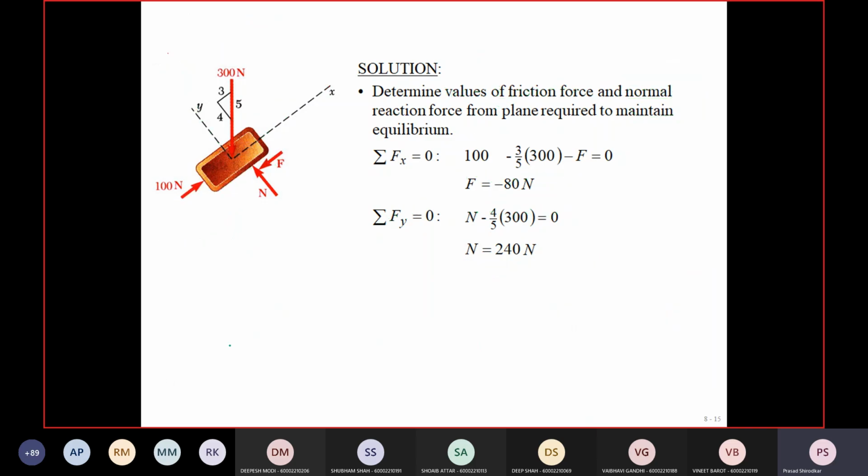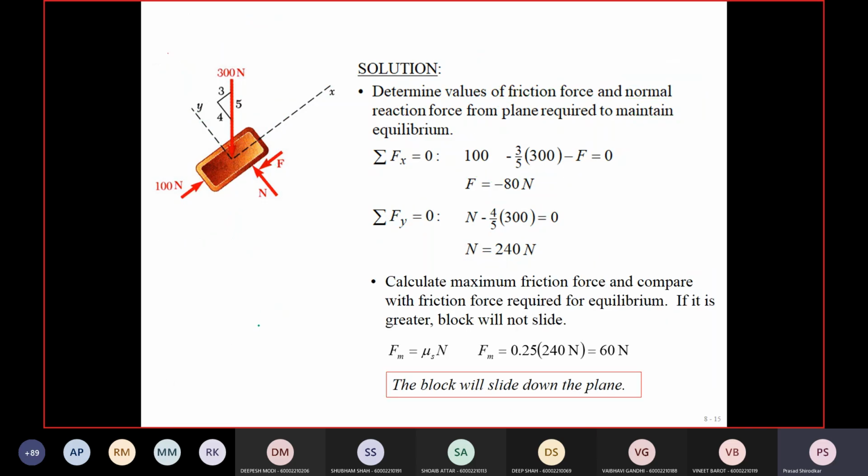Which part you did not understand? Which part? Sir, 3/5 into 300. It is just a resolution. So you can either find the angle. So how much will be this angle? Tan inverse of 3 by 5. So how much is that? 36.86. Right?